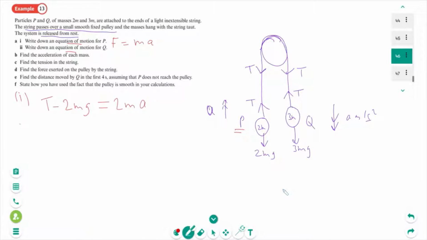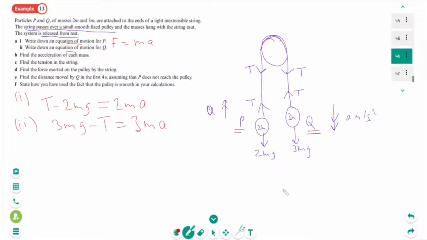Then we do the same thing to particle Q. Particle Q is moving downwards, so the resultant force will be 3mg take away T, because it's moving downwards, so it's the other way around. The resultant force equals the mass of Q, which is 3m, times the acceleration, which is the same, a. So those are your two equations of motion for particles P and Q.